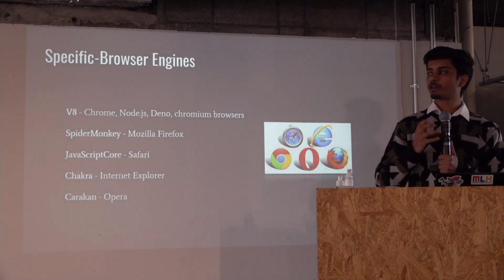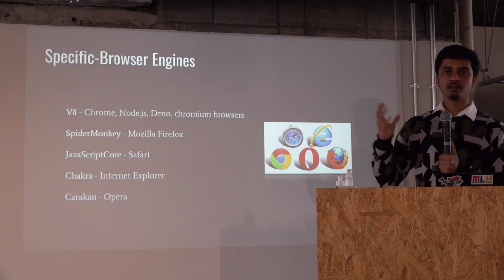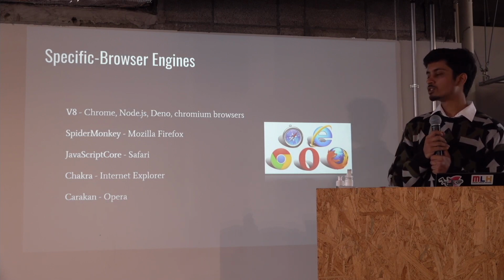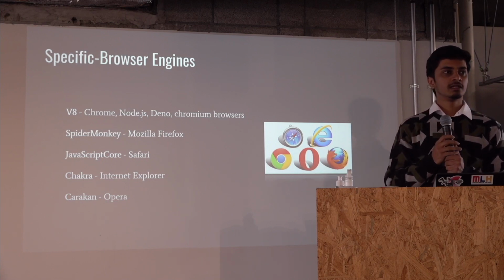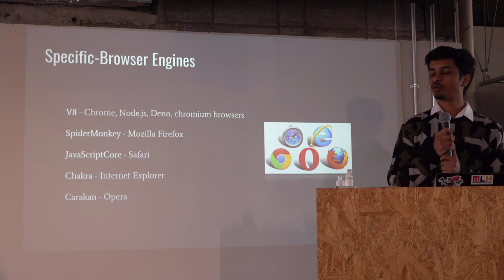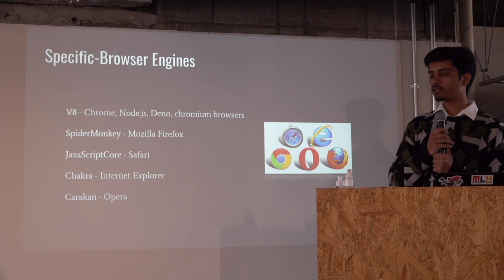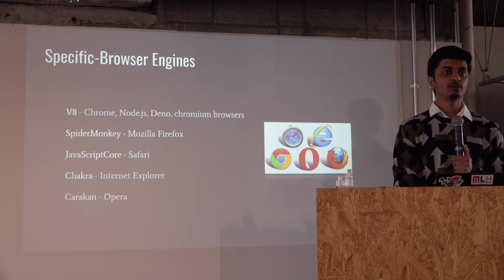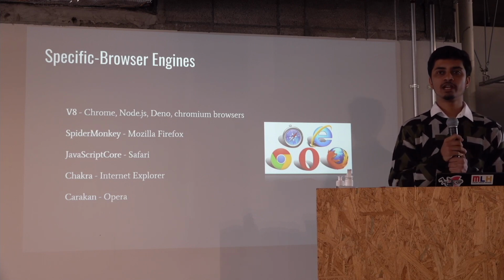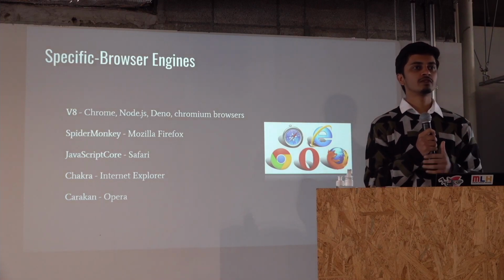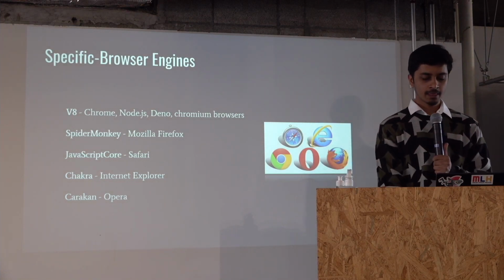So coming to the specific browser engines which are pretty common, there is V8 by Chrome. It is also used by Node.js, Deno and other Chromium browsers. Then there is SpiderMonkey, which is used by Mozilla Firefox under the hood. And then there are other browsers and engines, but they have also recently shifted to V8. So I would be talking more specifically about V8, but in general all the JavaScript engines are kind of the same and most of the functionalities are overlapping.